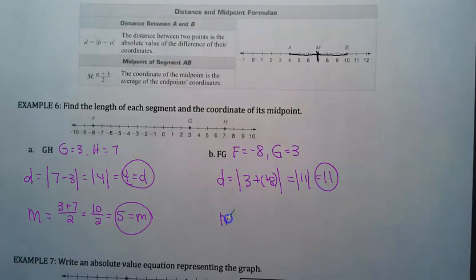For the midpoint, we use our midpoint formula. We add the 2 points and divide by 2. So we're going to take -8 plus 3 and divide it by 2. -8 plus 3 is -5, pardon me, almost got that. Divided by 2 is going to give me -2.5 for my midpoint. Remember, the midpoint is the middle, so -2.5 is the middle of FG. That looks right.